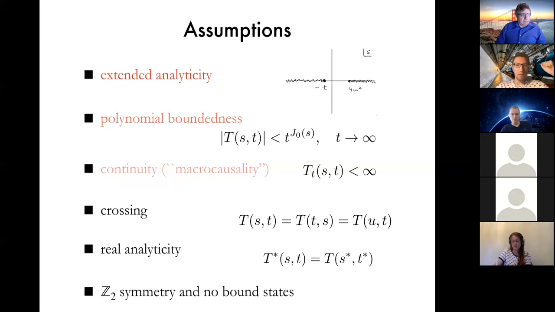Can I ask a quick question about polynomial boundedness? Yeah. So some of these theorems live in the world of quantum field theory, and some of them don't. What's the strongest statement you can prove if you assume a UV fixed point?